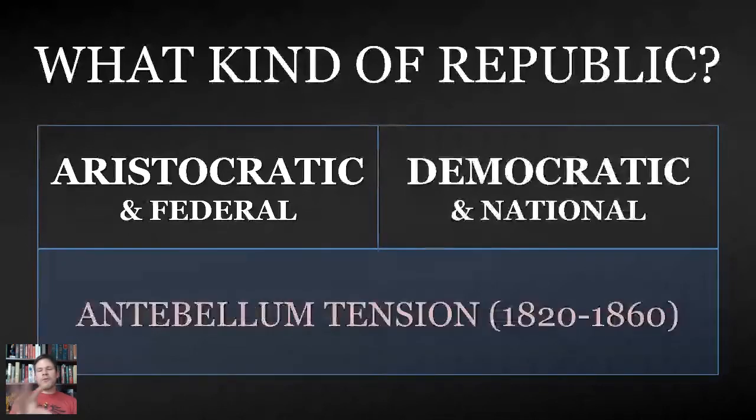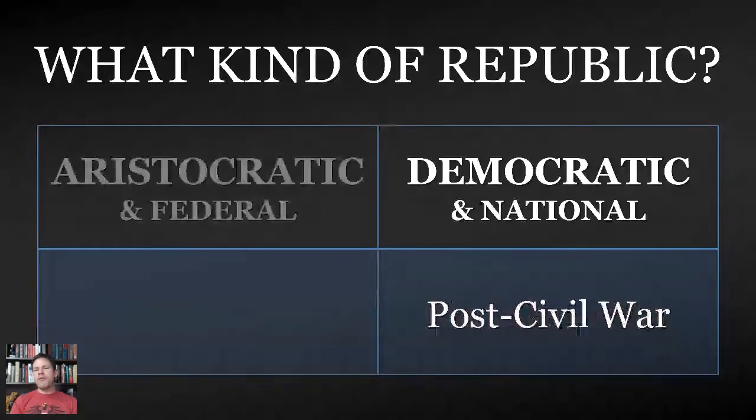Now, what you're seeing here is 1820 to 1860. Are we going to continue as this aristocratic and federal republic, or are we going to become more democratic and more national? Post-Civil War, although we still have remnants of aristocracy and federalism, neither one of those things is totally dead in this country. After the Civil War, we see a country that is much more democratic and national as far as its government.